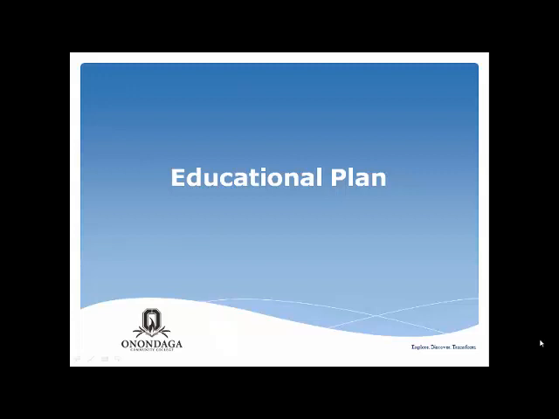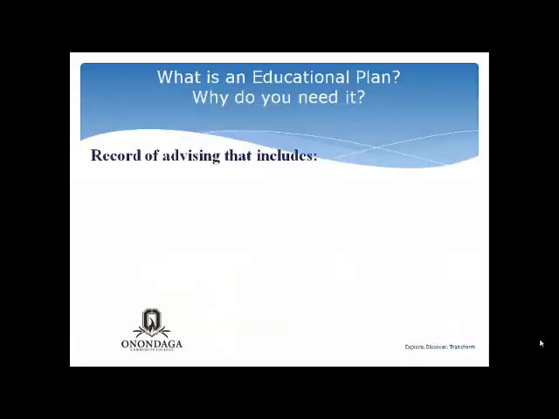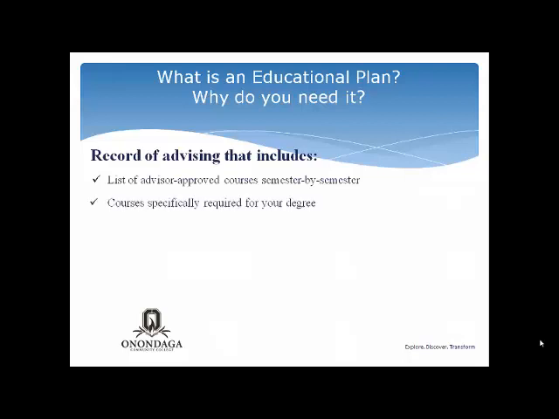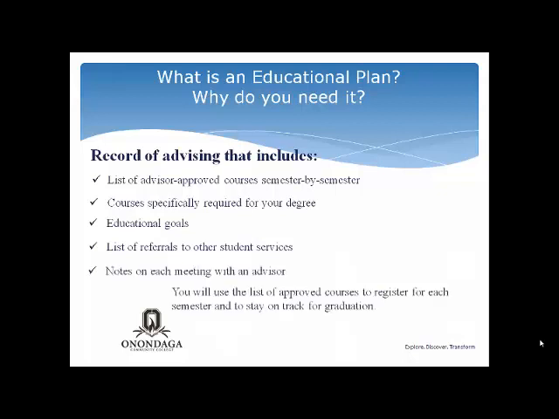This video will explain what an educational plan is and how you will use it. An educational plan is an ongoing record of your meeting with your advisor. It includes a list of advisor-approved courses specifically required for your degree, educational goals, and a list of referrals to other student services and notes on each meeting with your advisor. You will use this list of advisor-approved courses to register for classes and to stay on track for graduation.